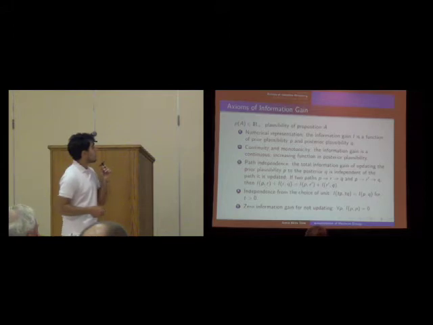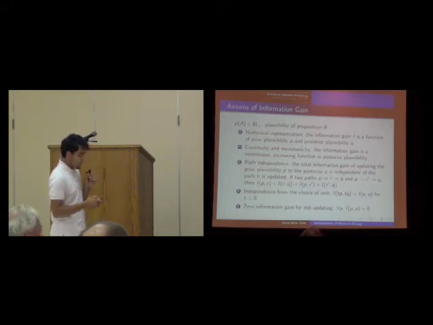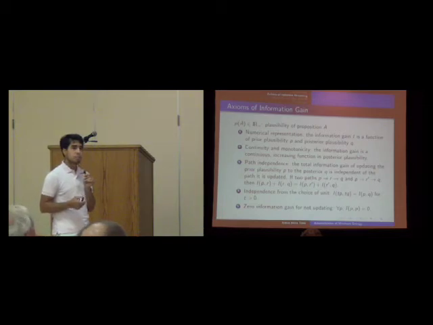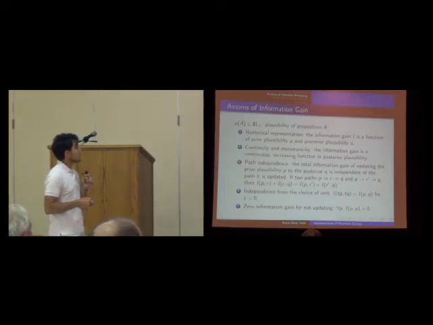Okay, the axioms. First, I would like to axiomatize a quantity called the information gain of a proposition. So it's a function I of two arguments, the prior and posterior. And here, prior means the prior of a proposition, so it's a real number.